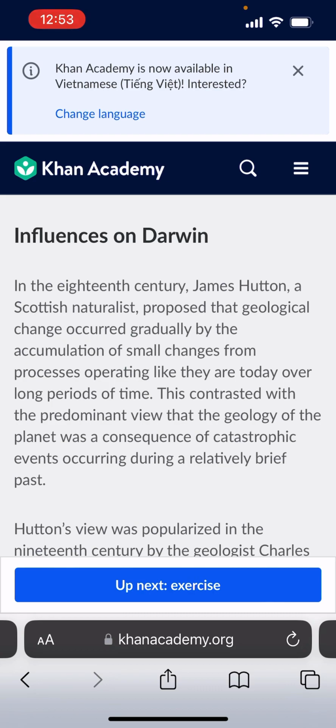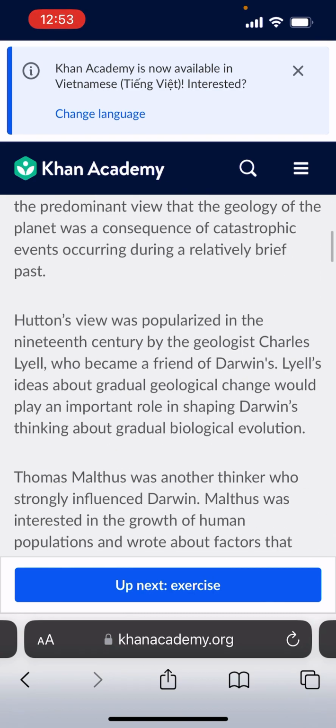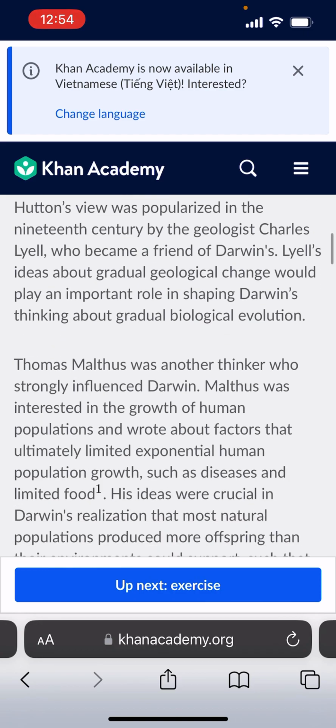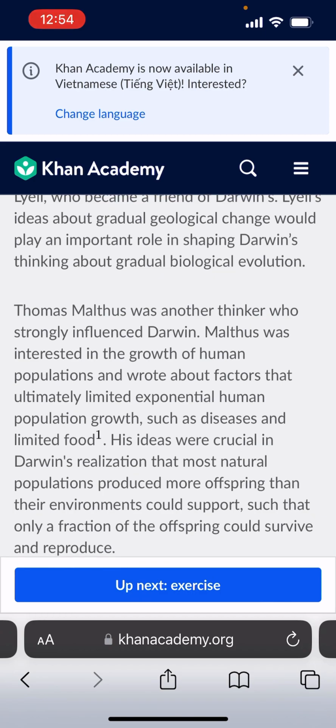Hutton's view was popularized in the 19th century by the geologist Charles Lyell, who became a friend of Darwin's. Lyell's ideas about gradual geological change would play an important role in shaping Darwin's thinking about gradual biological evolution. Thomas Malthus was another thinker who strongly influenced Darwin.